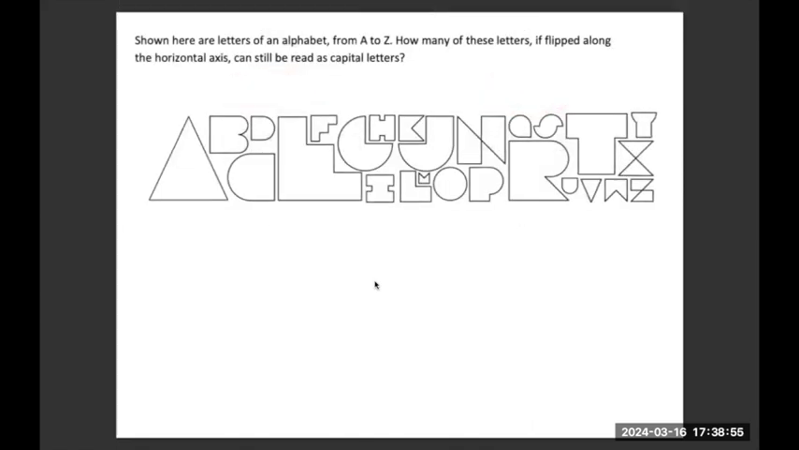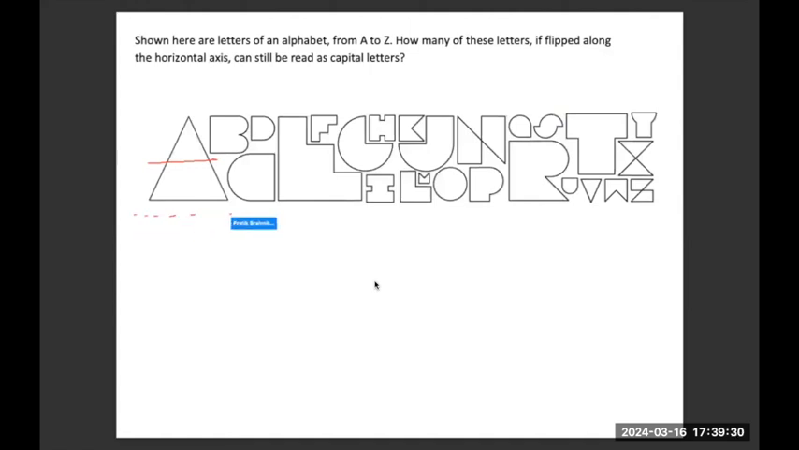Here, you are shown a font, and that same font is used to write different letters from A to Z. How many of these letters, if flipped along the horizontal axis, can still be read as capital letters? We'll start from one option to the other. What it means is that when I'm flipping them along the horizontal axis, they will still be read as capital letters. So in this case, we start with the letter A.